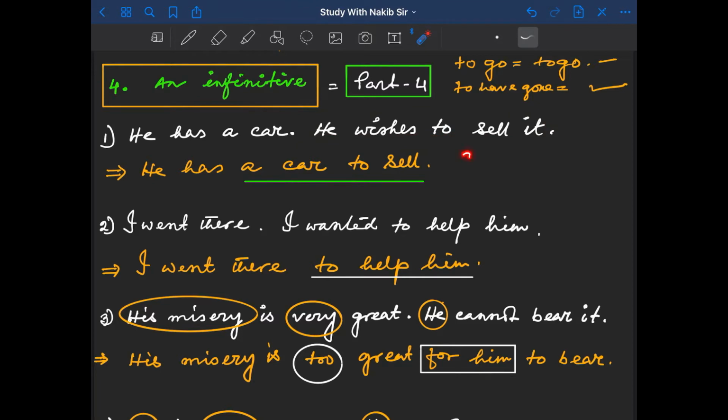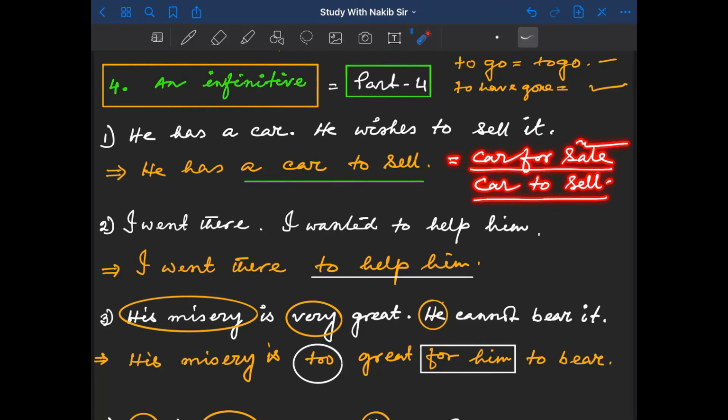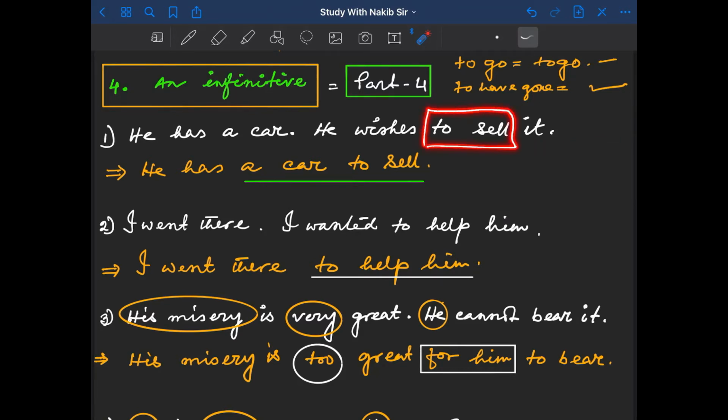A car for sale, S-A-L-E, or a car to sell. This is a phrase. So what type of car? A car for sale, a car to sell. The same thing. So to sell is an infinitive and it is being used here as an adjective of this noun, the car. So use to sell just after this noun and you will get your combined sentence.